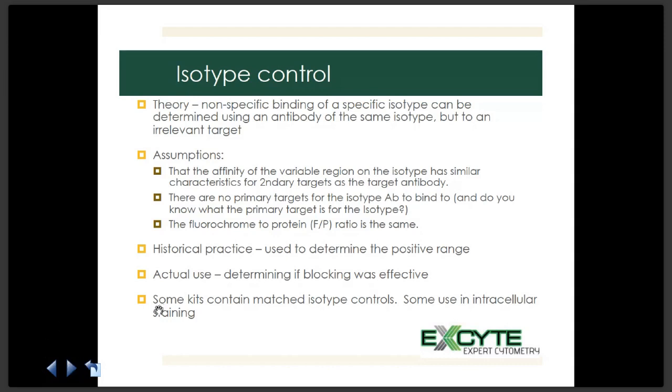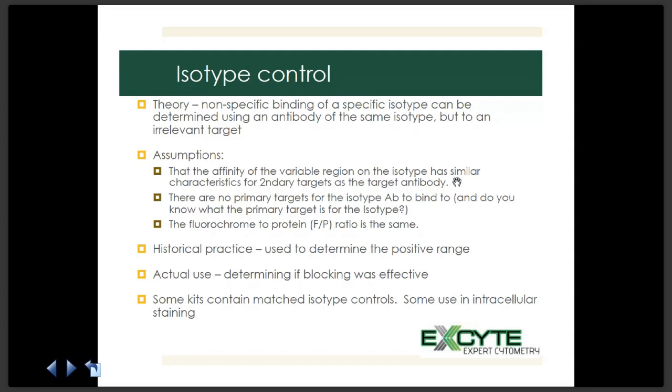So these have been used for many years, and the problem is that people use them without thinking about them. The assumption behind the isotype control includes that the affinity of the variable region of the isotype control has the same characteristics for the secondary target as the primary antibody. So the question is, how do you know that? We don't. Second assumption, there are no primary targets for the isotype antibody to bind to. And do you actually know what the primary isotype antibody is?